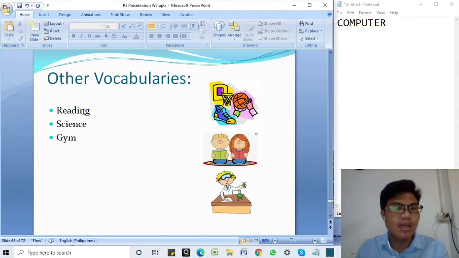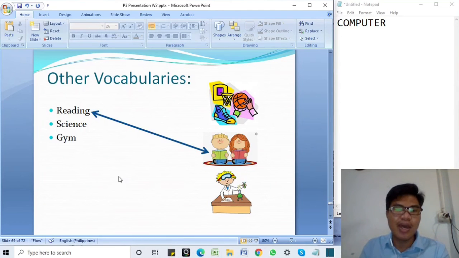Reading, science, gym. Now, let's identify which of these 3 photos reading is associated with. Reading. Okay, so this is reading. The kids are reading books. They're reading books.